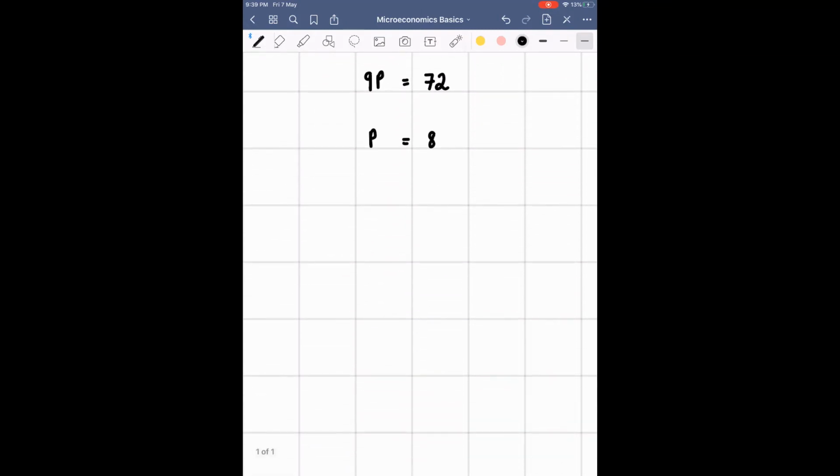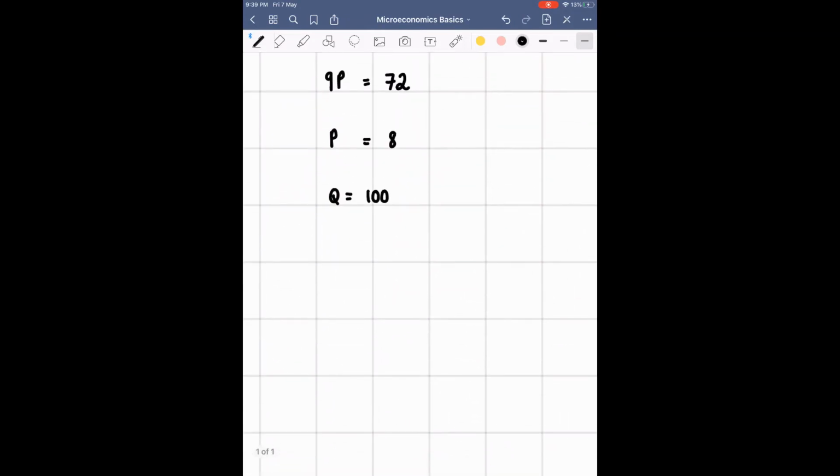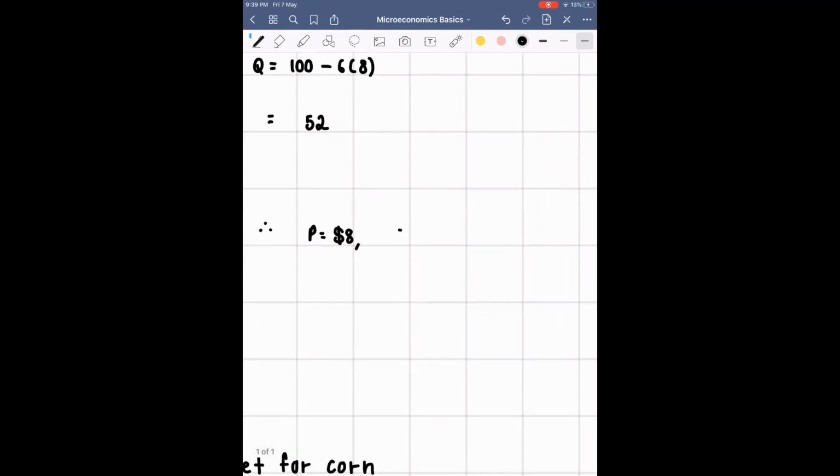I'm going to get Q equal to 100 minus 6p, and this is going to give me 52. So therefore we have solved that P is equal to $8 and Q is equal to 52.